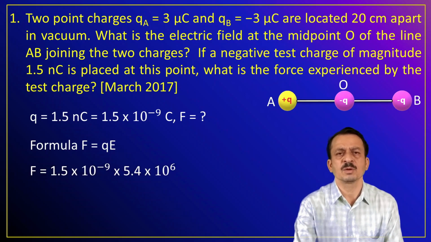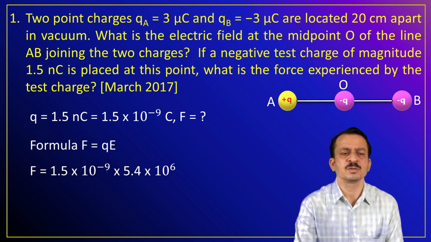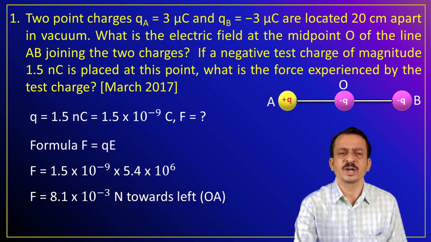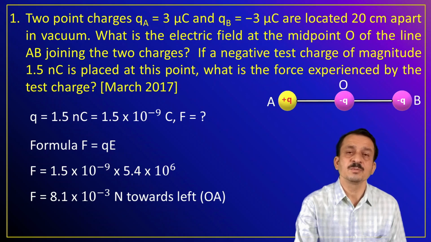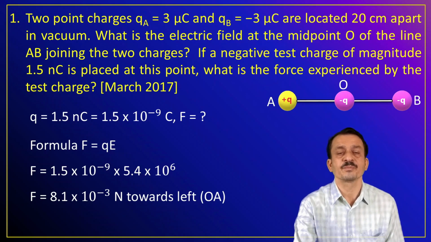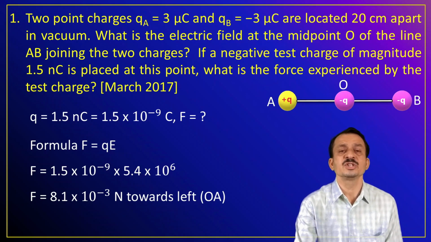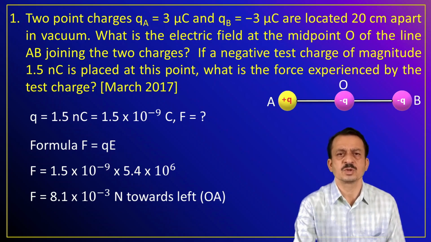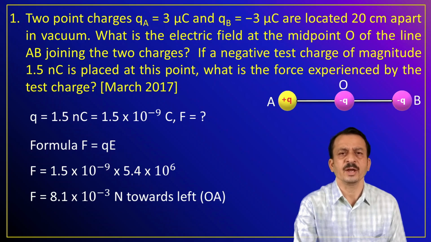Now the charge is given as 1.5 nanocoulomb. Nano is 10 to the power of minus 9. And the resultant electric field is 5.4 into 10 to the power of plus 6. So if you simplify this, I am going to get 8.1 into 10 to the power of minus 3. It is towards the left, that is along OA. That is the first problem.